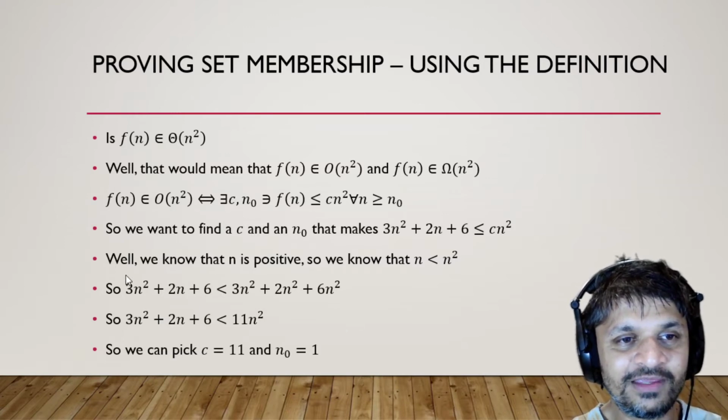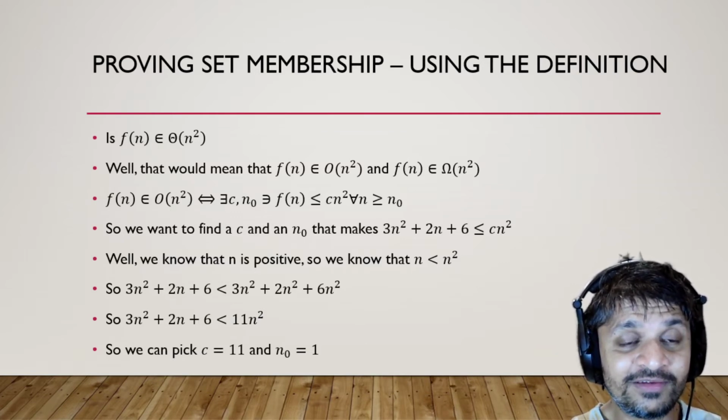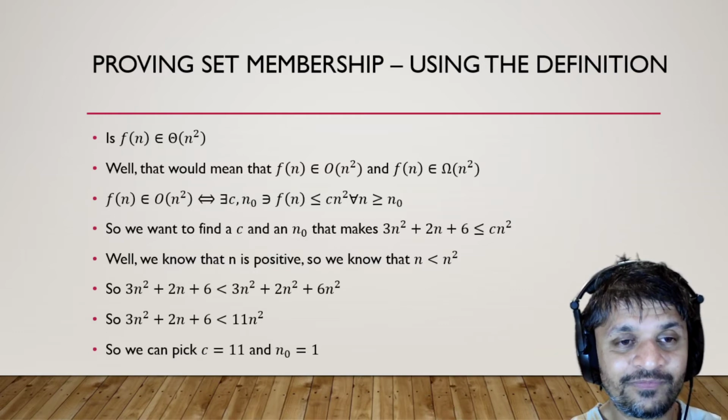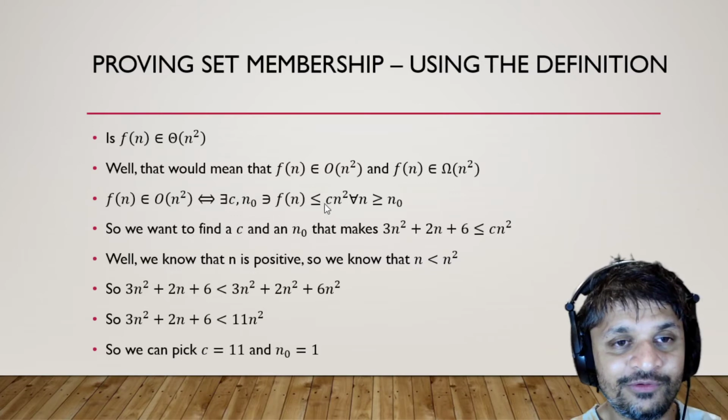Okay, so you can quickly see, if you just take this disconnected statement that's equal to this one, you can say if we picked c equal to 11 and n naught equal to 1, then we know that 3n squared plus 2n plus 6 is less than or equal to 11n squared for all n greater than 1. So that means we've managed to verify that the statement over here is true, where f of n is 3n squared plus 2n plus 6, and it's less than or equal to cn squared if c is 11. So if we do that, we know that f of n is an element of O(n squared).